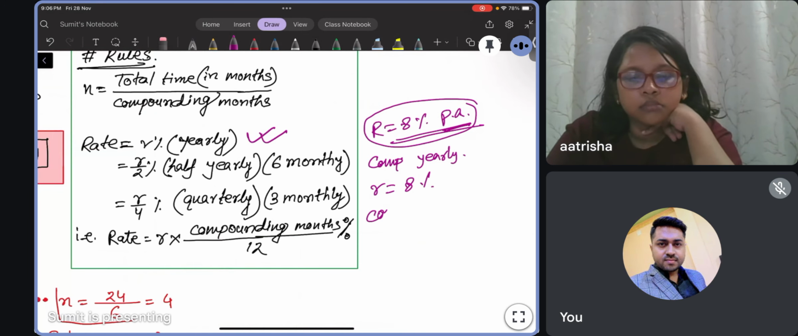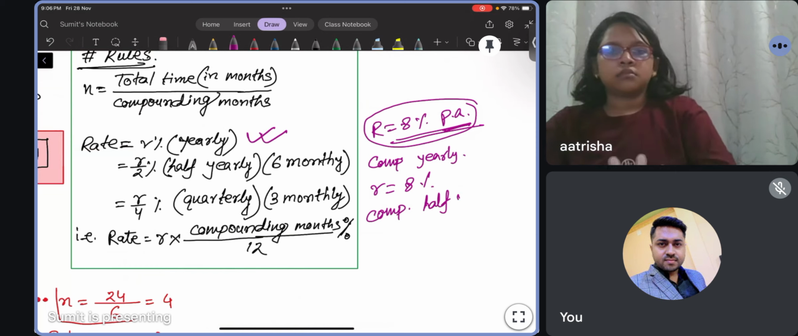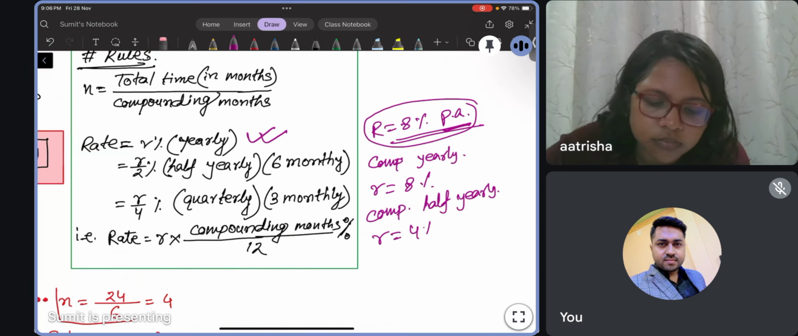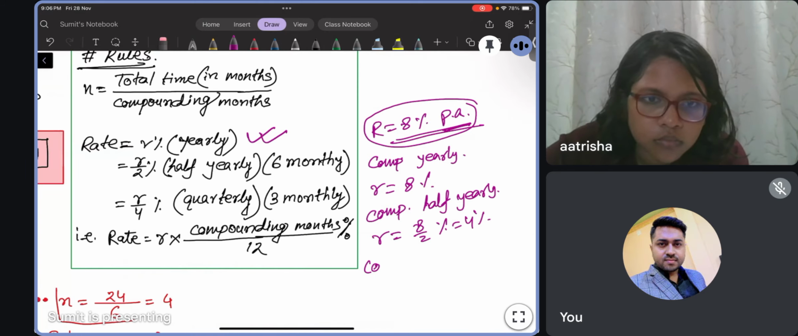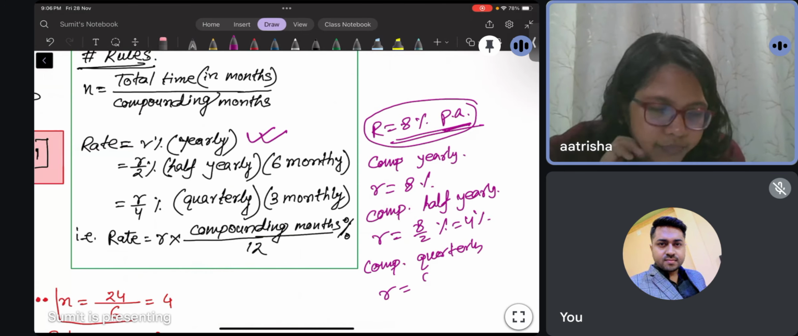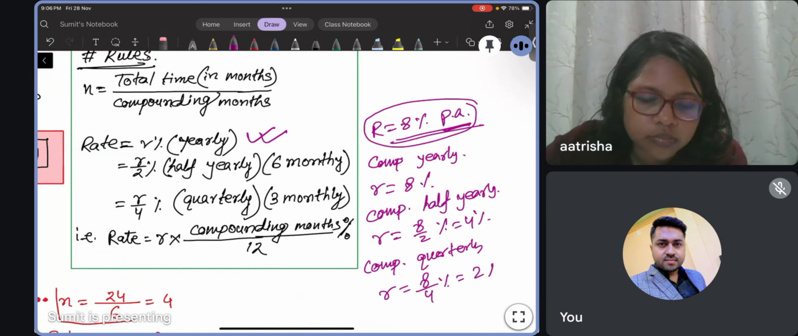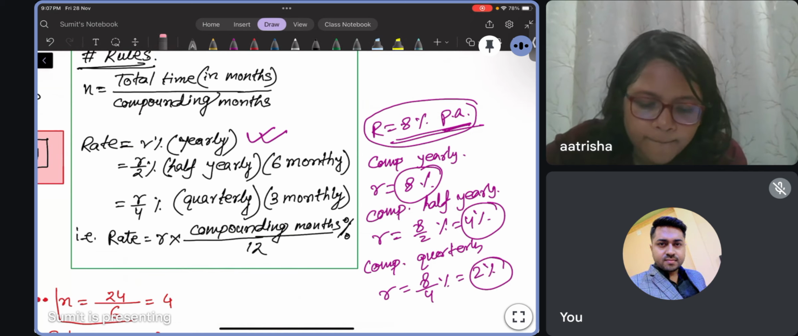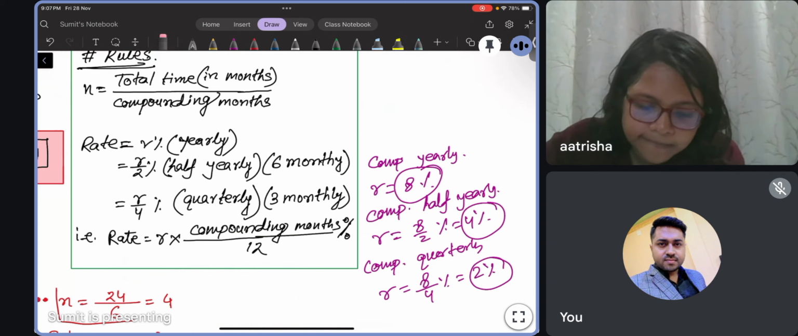But if it is given that compounded half yearly, then how much R will you take? 8/2, that means 4%. Half yearly means it will be divided by 2 also. That means you will write 8 by 2, that means 4%. If it is saying that compounded quarterly, then how much R will you take? 8 by 4, that is 2%. That means these 2%, 4%, 8%, these values we will take to use as the value of R in the compound interest or amount formula. Understood?